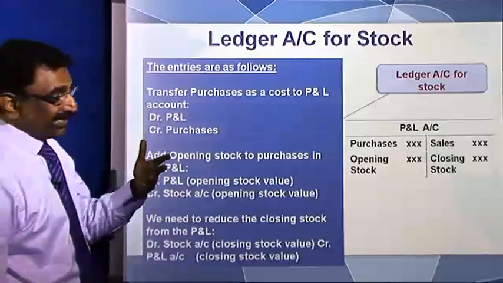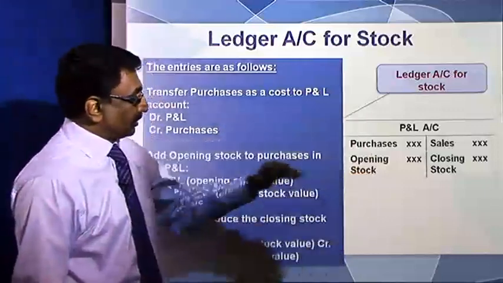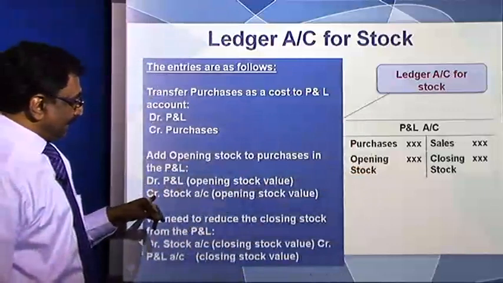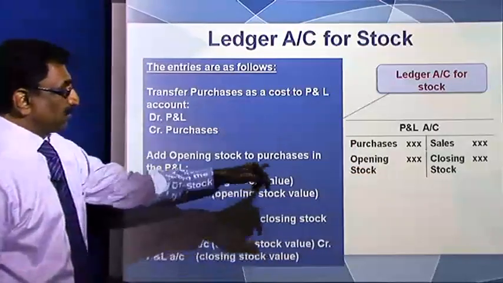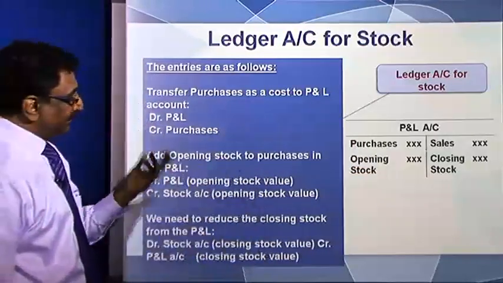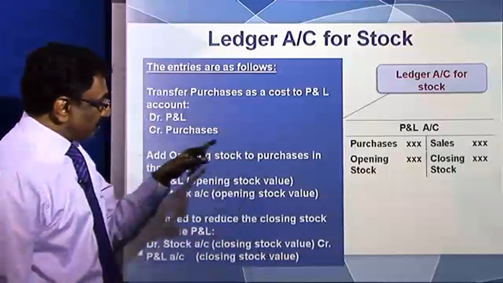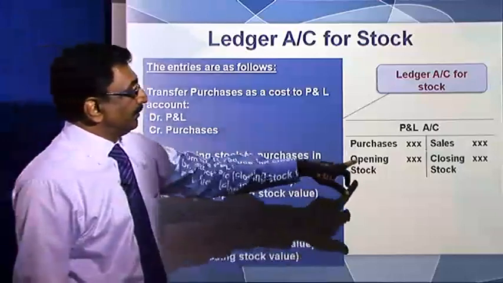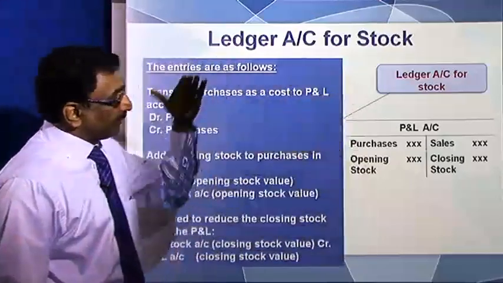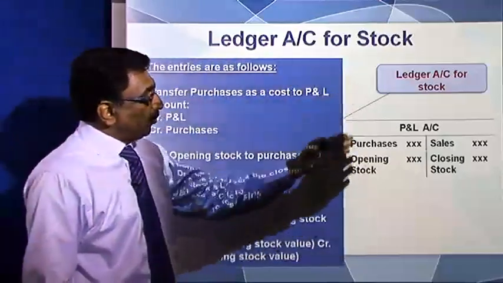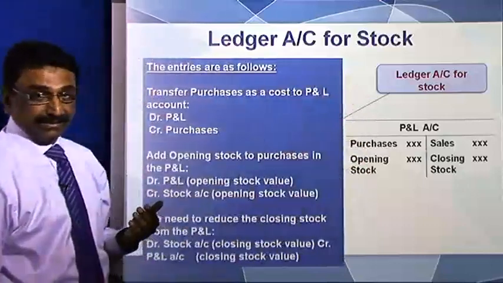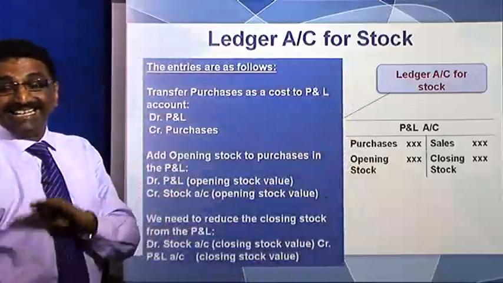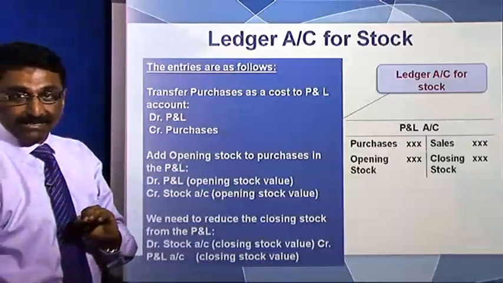In that process purchases and sales would have come here, but we now need to do the cost of goods sold exercise, which means adding opening stock. When you want to add opening stock, you debit P&L and credit the opening stock value. You did a stock taking last year, and that becomes the opening stock value you bring in. So purchases made during the year and opening stock have come together. This is the total value of stock that was available for sale for that particular business.